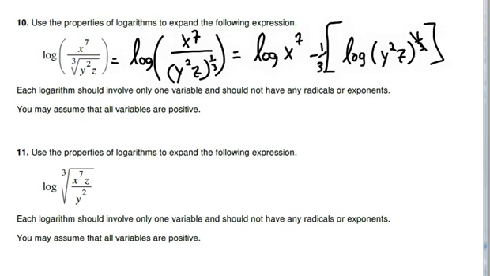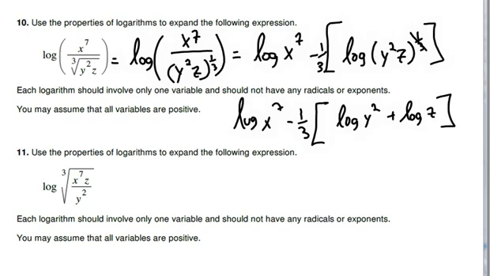Now that 1/3 I can pull out here. So we have log x to the 7th minus 1/3. And then this log of a product, I'm going to write that as log of y squared plus log of z. That exponent there, the 2, I can bring out as a coefficient.